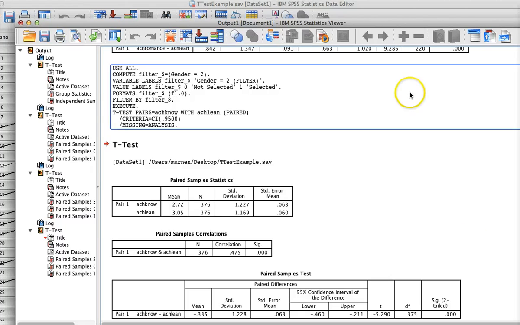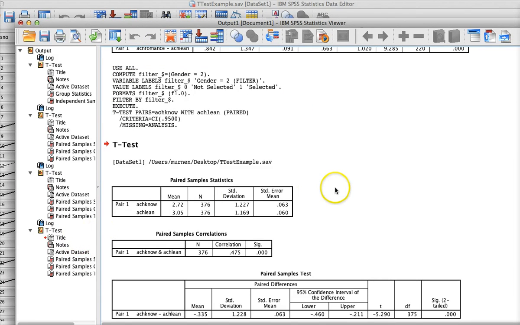So that's the correlated groups t-test. And thank you for your attention.